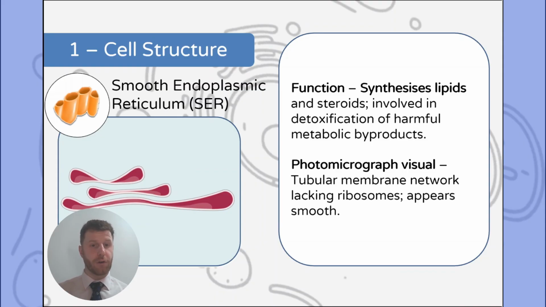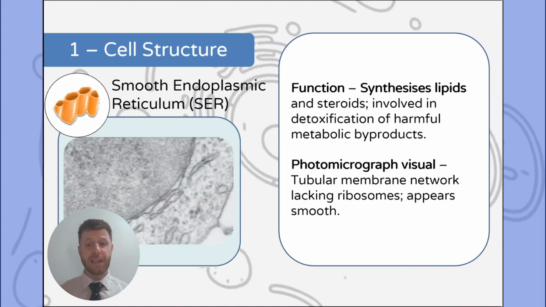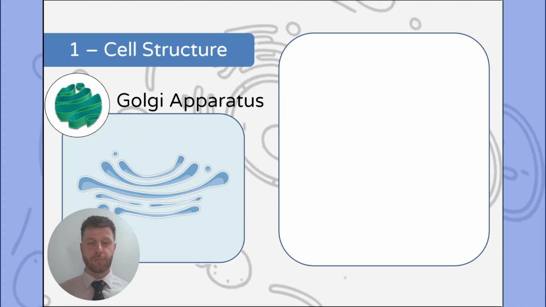For the photomicrograph visual, it sits a little bit further away from the nucleus, but most often it looks very, very similar to that membrane-bound ER that we were looking at before, but there are no ribosomes this time, so there are no small black dots. That's usually your big giveaway for this one, all right, guys?